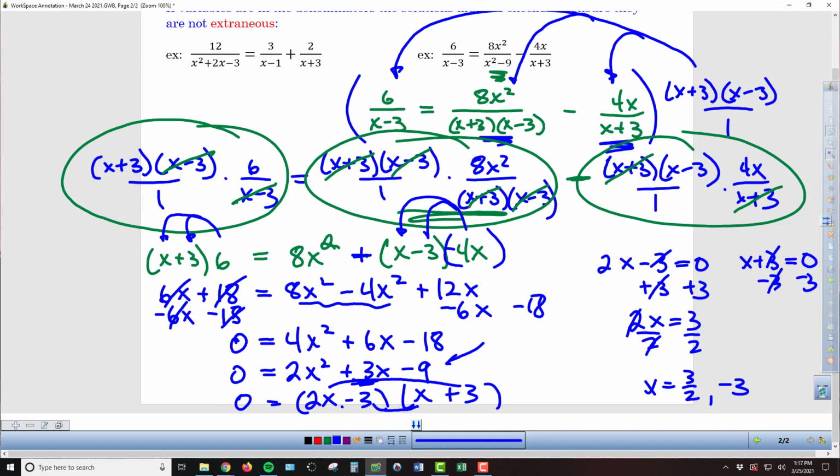But before I just accept both of those, I need to go back to my original equation and make sure that I don't result in division by 0 with that -3 answer. And indeed, we do. If I plug -3 in for x right there, I'm going to get a 0 in the denominator. Same thing would be true in this one as well, but just one is bad enough. So I have to throw this answer away, and so my only answer that I'm going to keep is this 3/2.